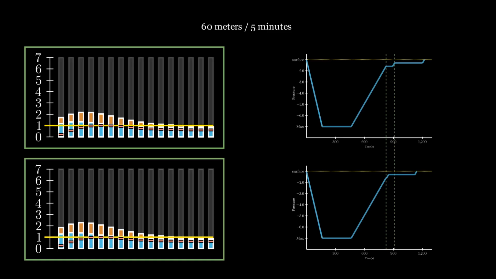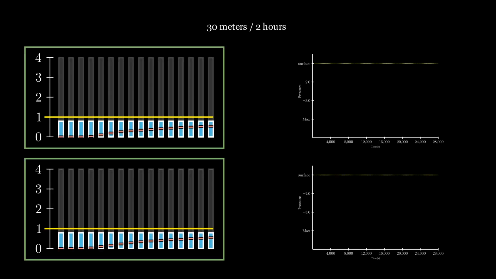We end up with deeper stops. This means that the theoretical model is not safe enough for the fastest tissues. And since high gradient pressure in fast tissues is linked to DCS type 2, the theoretical model can lead to serious health problems. The second dive is a relatively shallow but long dive. It is a 30 meters for 2 hours dive.